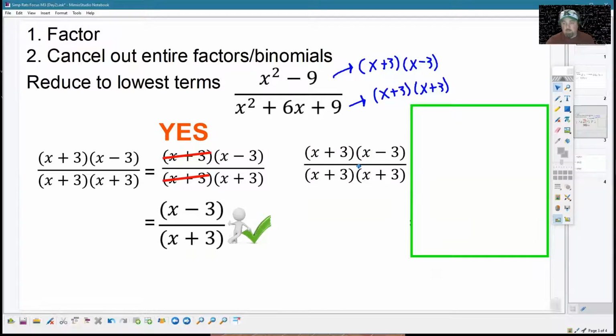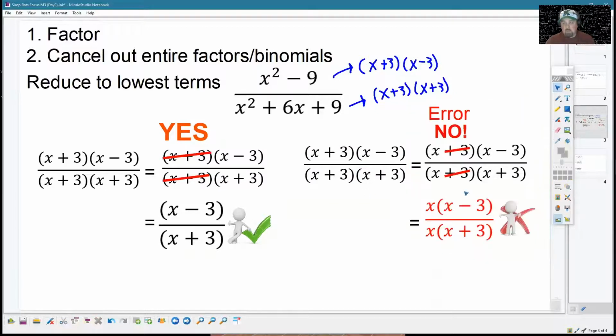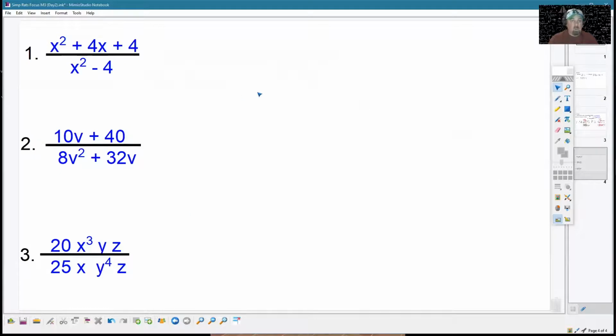What we don't want to have happen is we don't want to try something like this where we just cancel either the plus 3s or just the x's and get something else left over. It's always got to be everything inside the parentheses, okay? Let's practice a few of these.